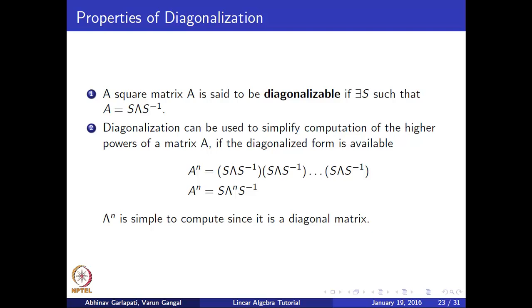Note that it is very easy to compute the nth power of a diagonal matrix, since you just have to raise every diagonal element to the power of n. In this way, the diagonalization has helped us simplify the process of computing A to the power n. Without this simplification, we would have needed to multiply a non-diagonal matrix n times.